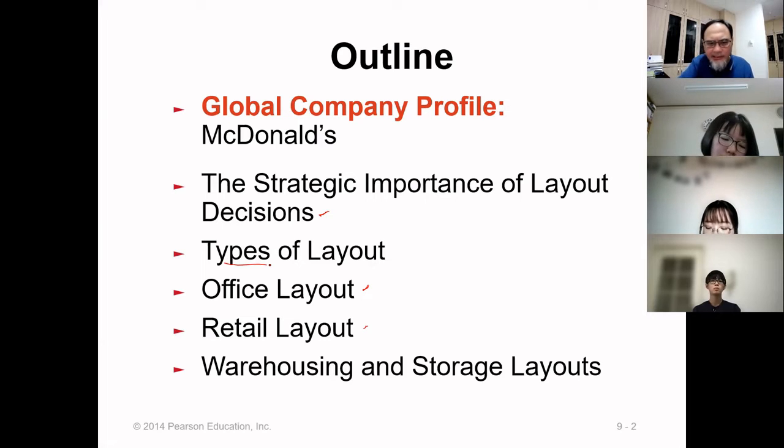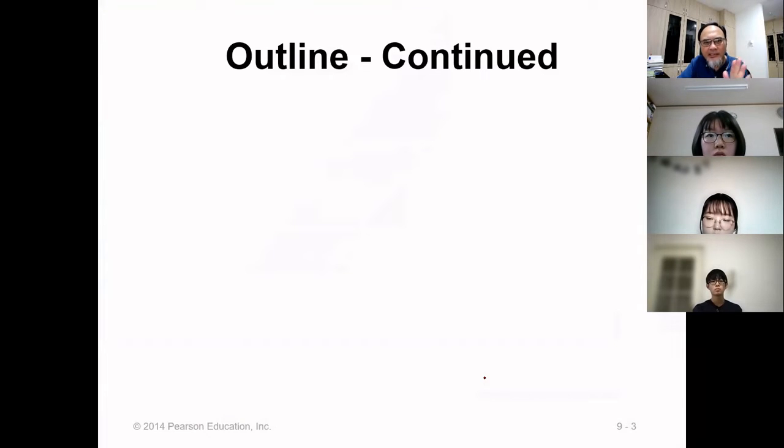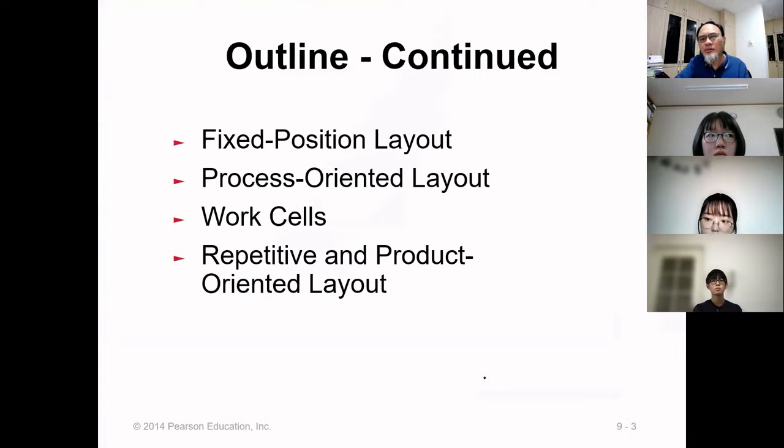So the strategic importance of layout, types of layout: you have office layout, you have retail layout. These are the types of layout. Warehousing and storage, you still need facilities. When we are doing operations, banks also need a layout, government offices also need layout, warehouses and storage also need design. I think I showed you last week the ASRS, the automatic storage and retrieval system of a company warehouse. They built a huge material handling system. That is also considered a type of layout.